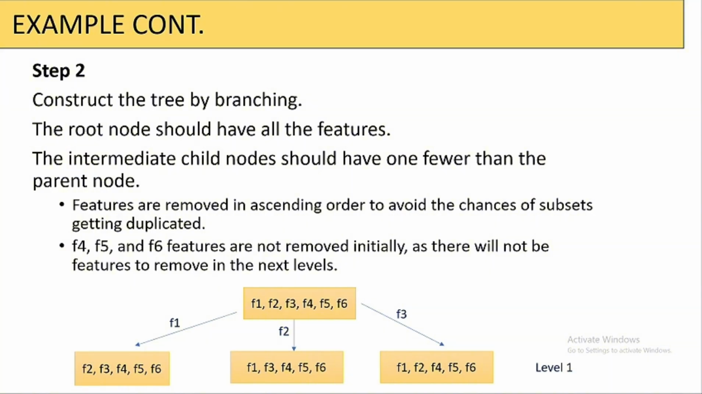Also, you may have noticed that I did not remove f4, f5 and f6 features to create 3 other child nodes initially. Because if I do so in the beginning, I will not have features to remove in the next level.